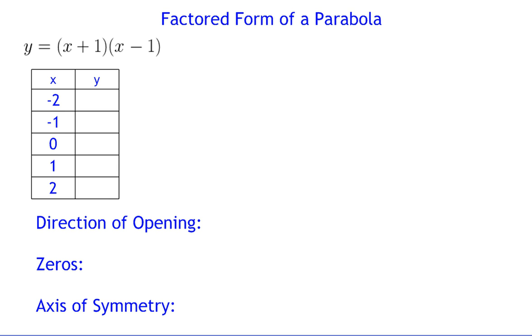In this video, we looked at factored form of a parabola. So here's an equation, y equals x plus 1 times x minus 1. We're going to look at the graph of this. In order to do that, we'll start with the table of values.